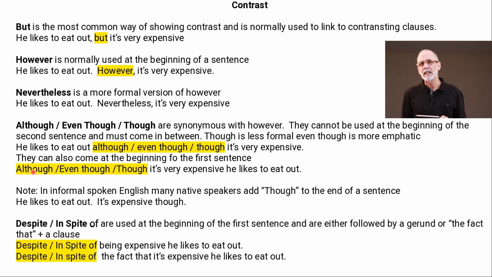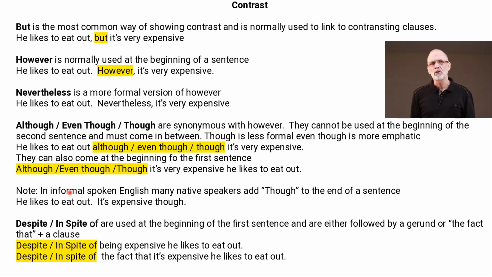We can also put these at the beginning of the first sentence. So we could say the same thing by saying, although it's very expensive, he likes to eat out. Even though it's very expensive, he likes to eat out. And finally, though it's very expensive, he likes to eat out.